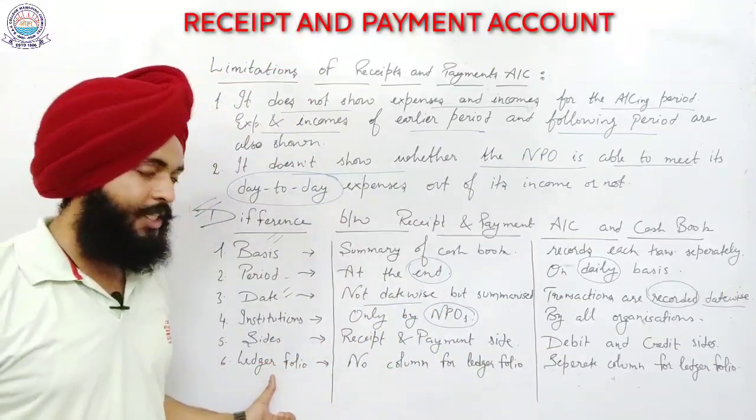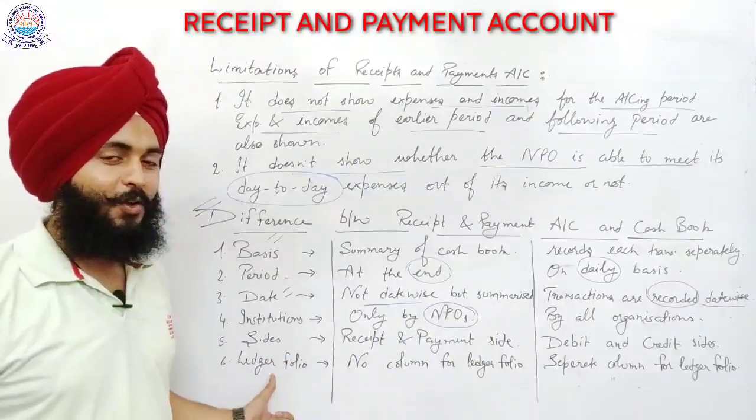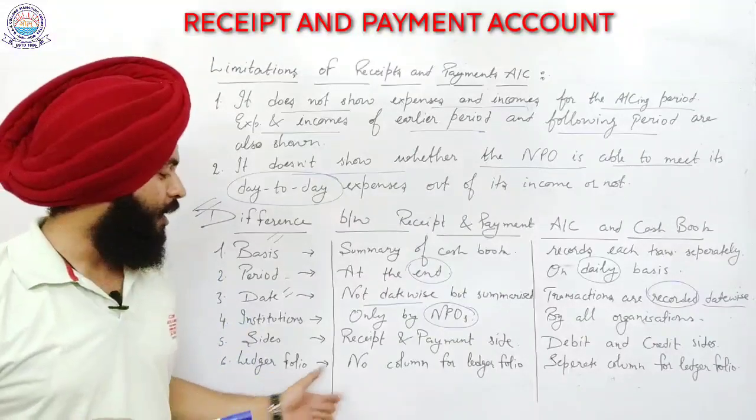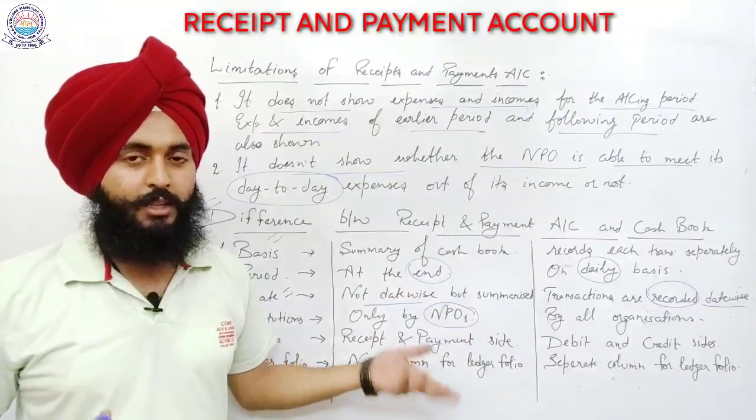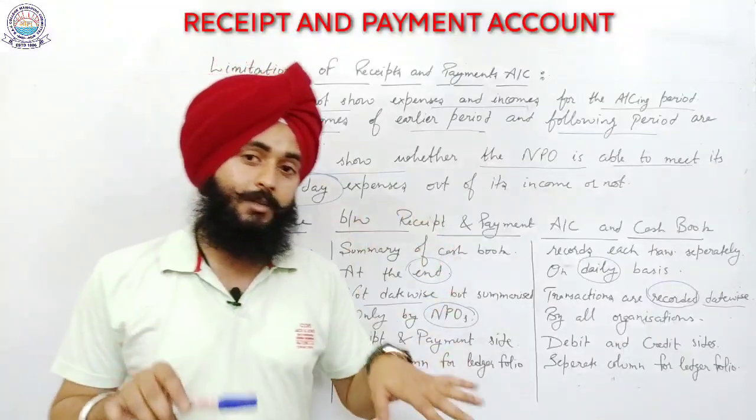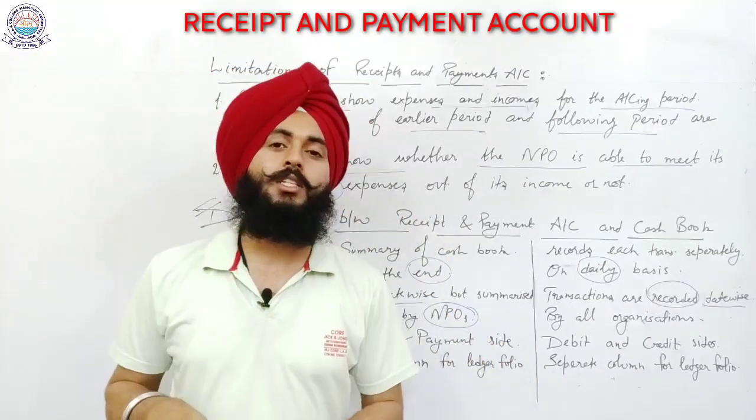And the last one, ledger folio. Remember, we did this in the previous year. There is no column for the ledger folio in the receipt and payment account, but in the cash book there was a separate column.